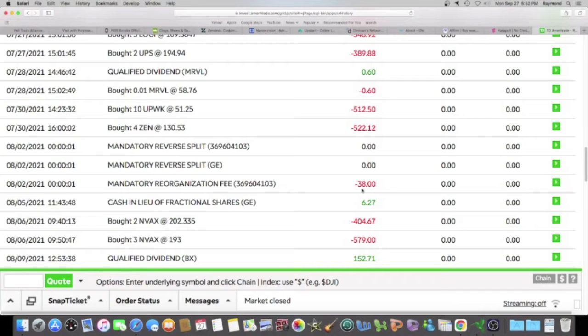And the reason they took the $38 out of my account is the board of directors at GE decided to do a reverse stock split. And let me tell you what a reverse stock split is. A reverse stock split is when a company takes your shares and combines them into one bigger share.